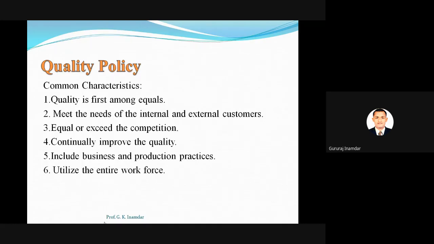So these are the policies. So you have to implement a number of policies in your industry. Then and only then your industry will follow the entire quality process. Now, why is policy required?